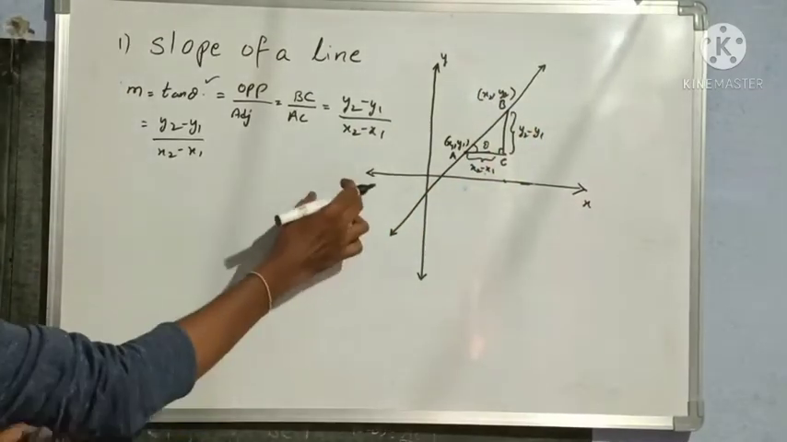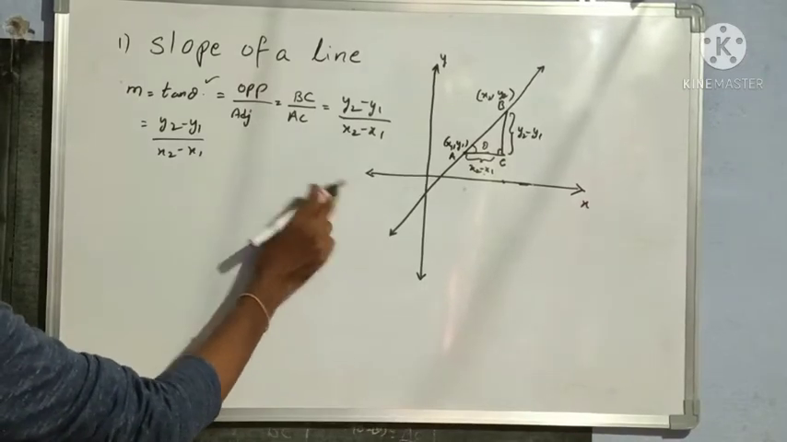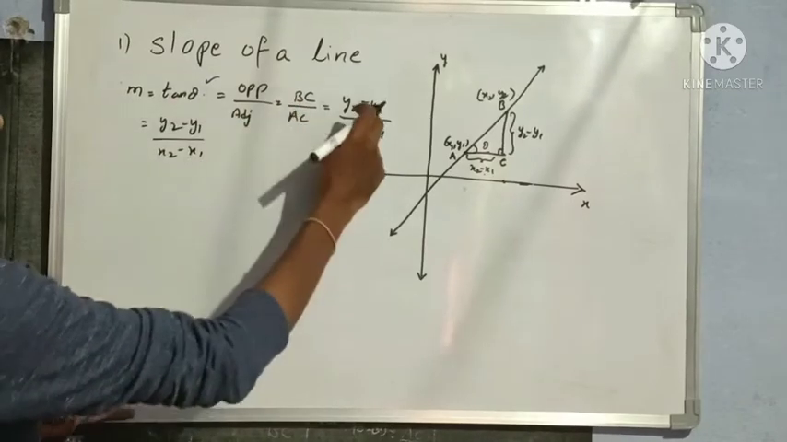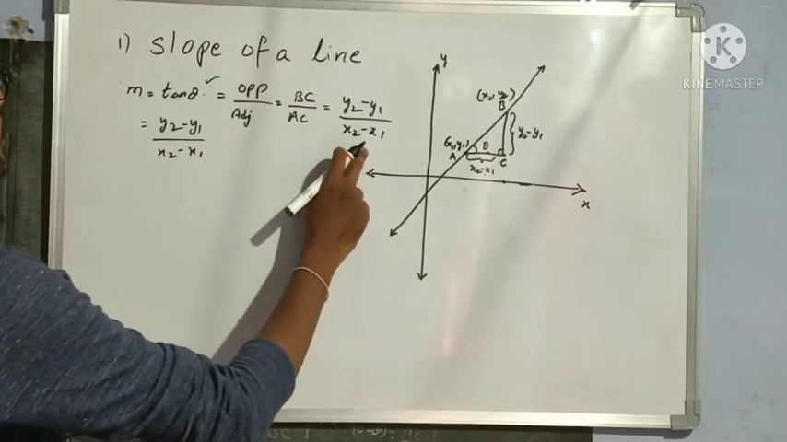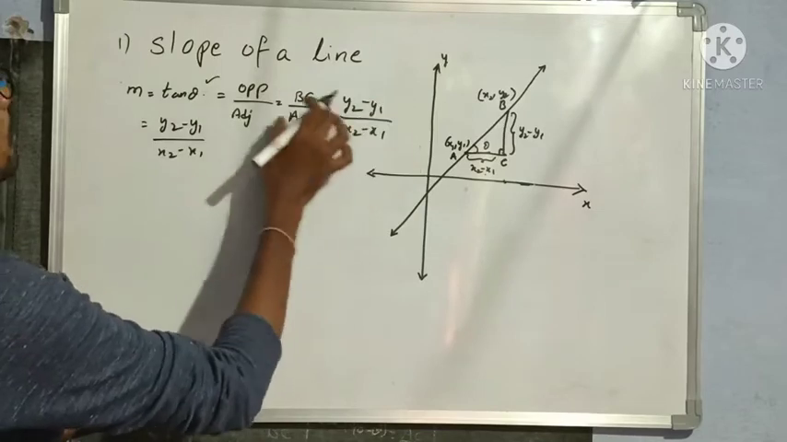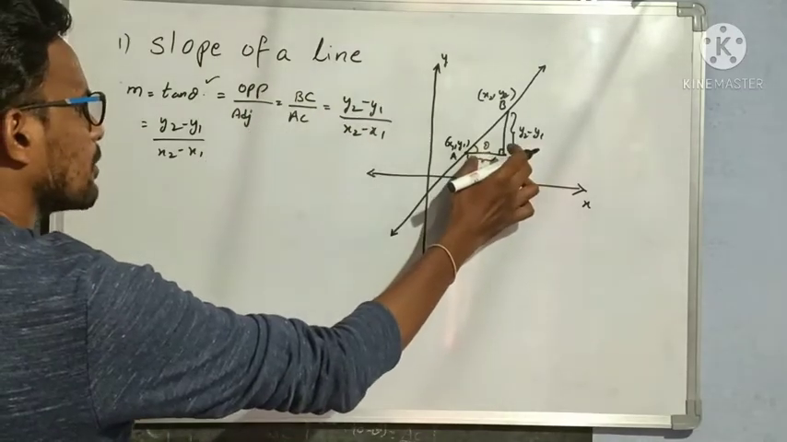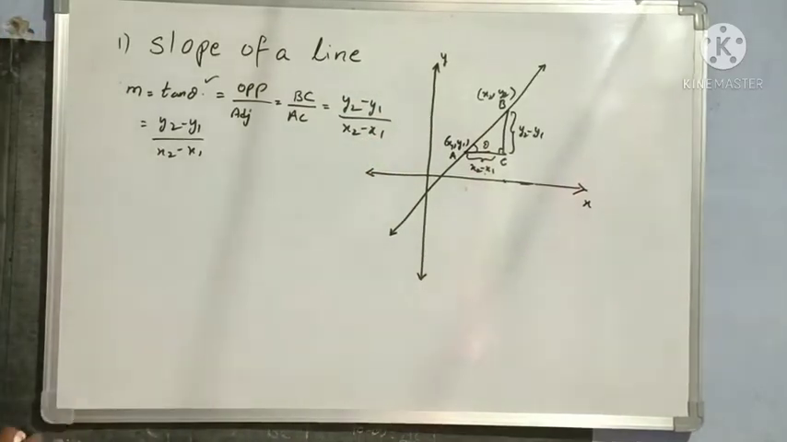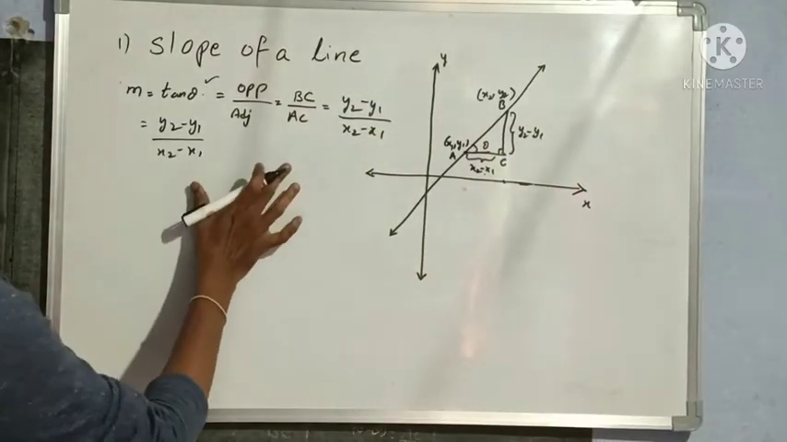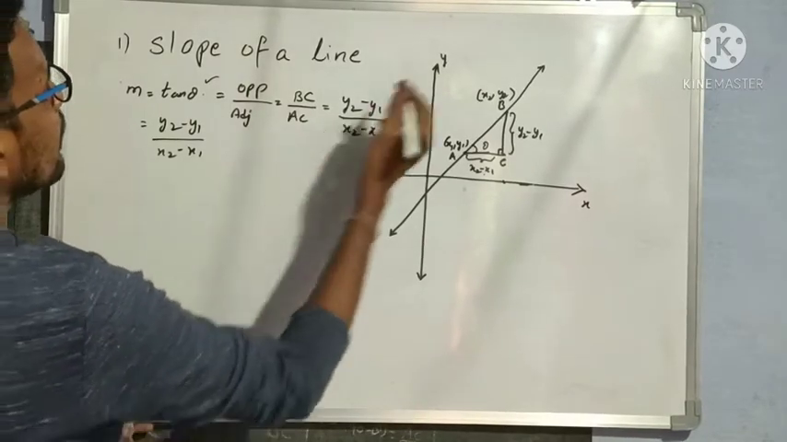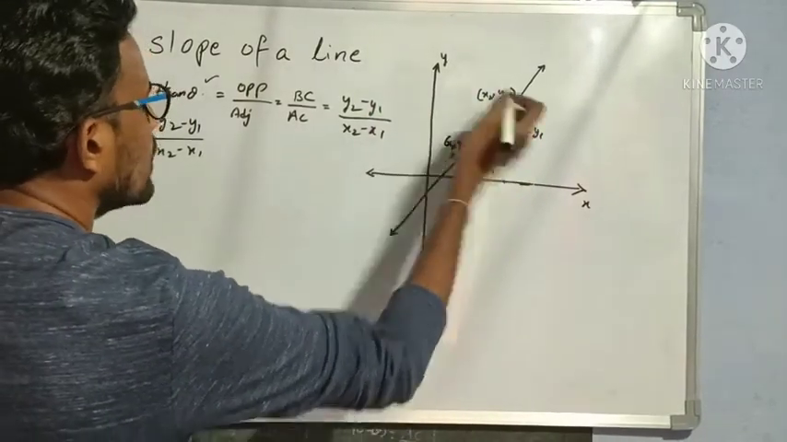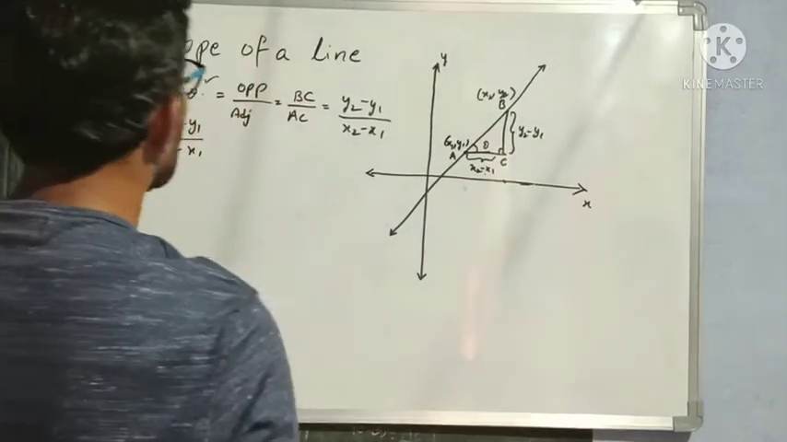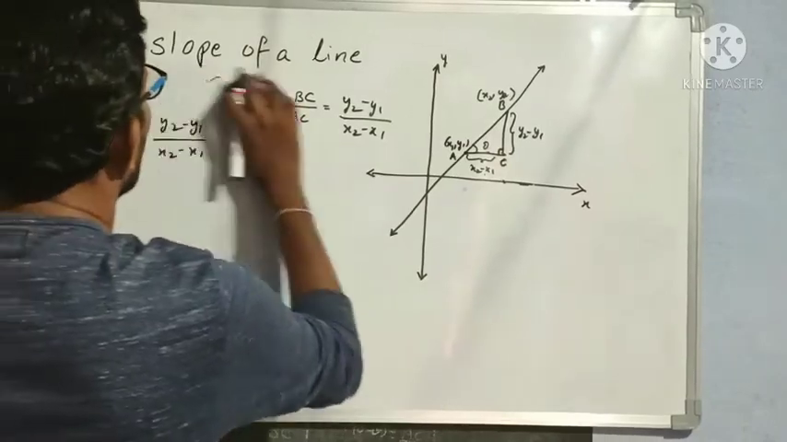Everybody understood now? So what is the tan theta value? That is slope. How do we get slope as y2 minus y1 by x2 minus x1? Because tan theta is equal to opposite side by adjacent side, and from this figure we got opposite side as y2 minus y1 and adjacent side as x2 minus x1. This is how you have to find out slope of a line by taking 2 points on the line. Clear? Next, let us see the slope of a curve. Slope of a tangent to a curve.